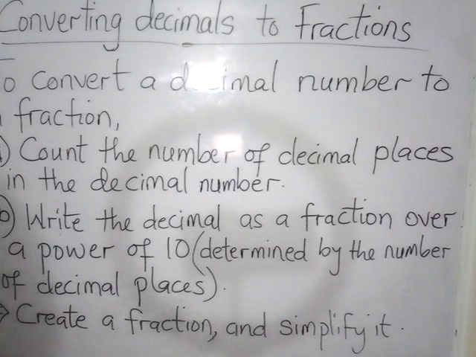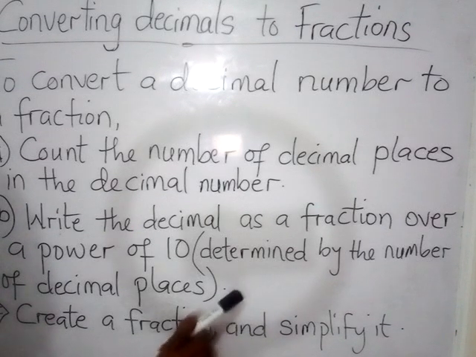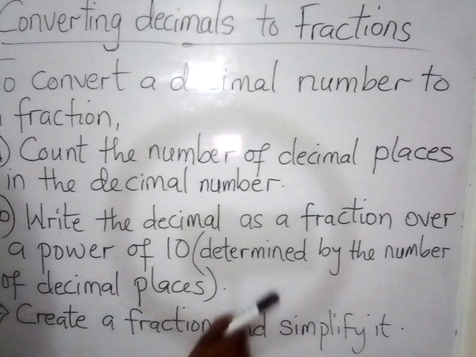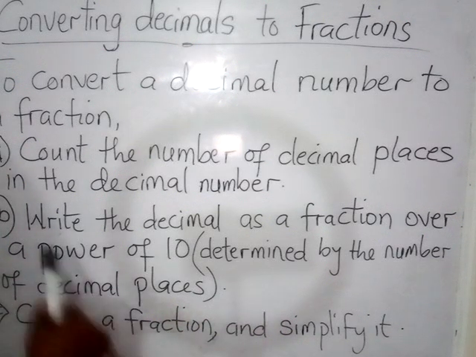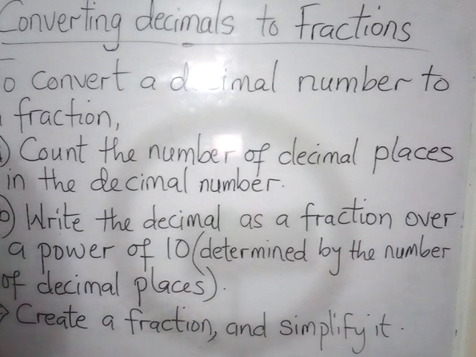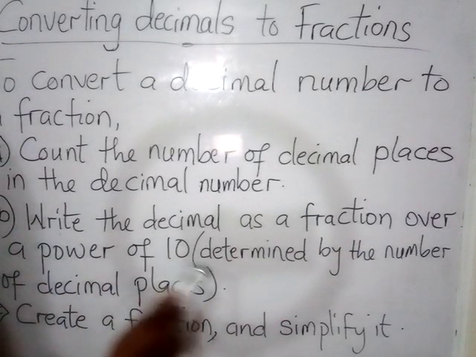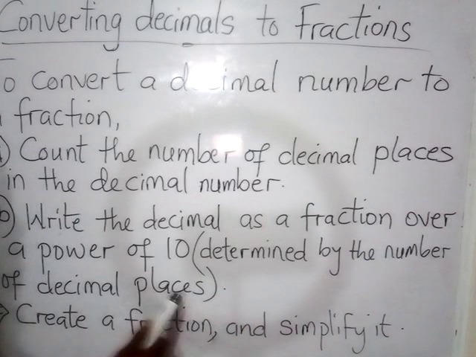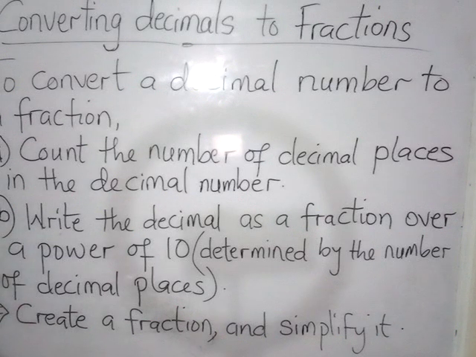If you have 1.25, since there are 2 digits after the point, the number that will be under has to have 2 zeros, and it's going to be 100. So that's what this part is trying to explain, that when you now write the decimal as a fraction, you express it over a power of 10, which is determined by the number of decimal places. Okay? So the third thing that you do is use that to create a fraction.